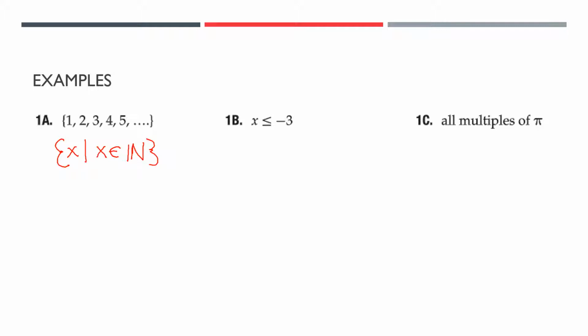How about this one? X can be anything less than -3. So I'm going to deal with my set here, x such that. Now I know x needs to be less than -3. Now my question is, what kind of numbers can I have? X can be integers, but x could be fractions. It could be irrational. I mean, I could have -√2 or -pi. So this, I would do x is an element of the real numbers.